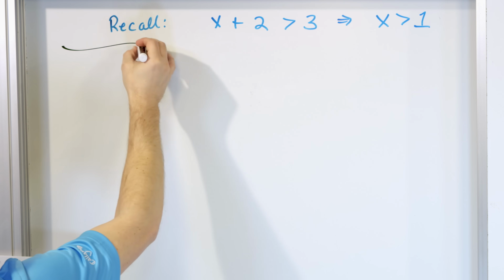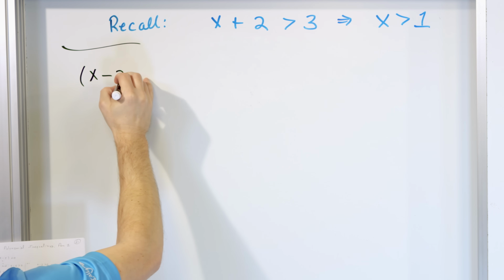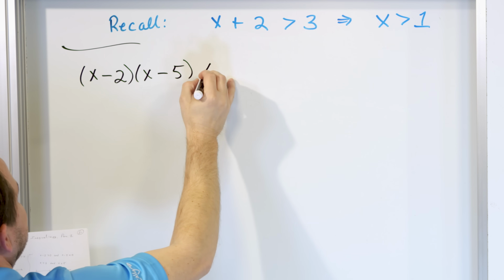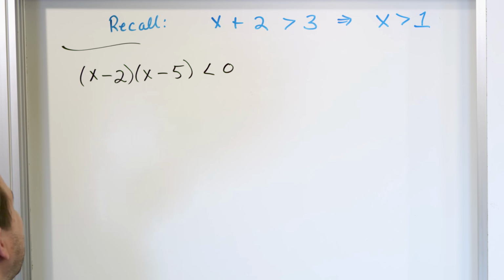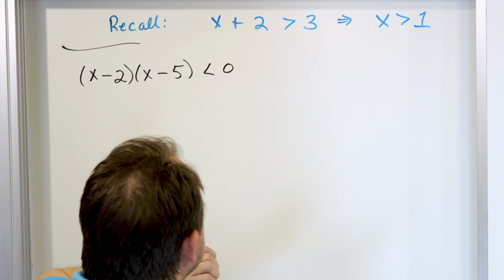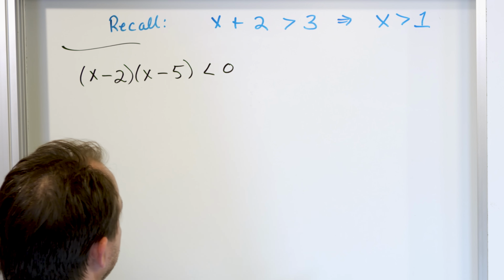Now, what if I give you the problem something like this? What if I give you x minus 2 times x minus 5, and I say that that's less than 0? What kind of inequality is this? Is this going to be a linear inequality like this, or is it going to be something else? And the answer is, this is called a polynomial inequality.